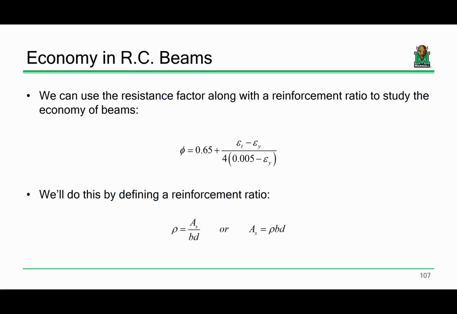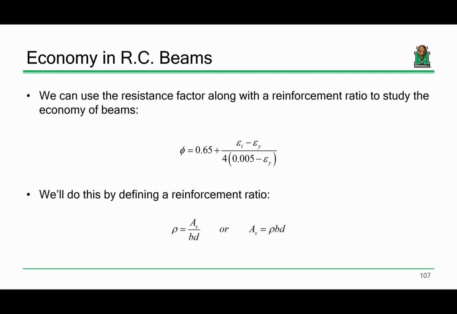We're going to define what's called a reinforcement ratio. Okay, and so that reinforcement ratio is rho. Now, what is rho? Well, basically, first off, here's the equation. Okay, it's the area of steel divided by BD.